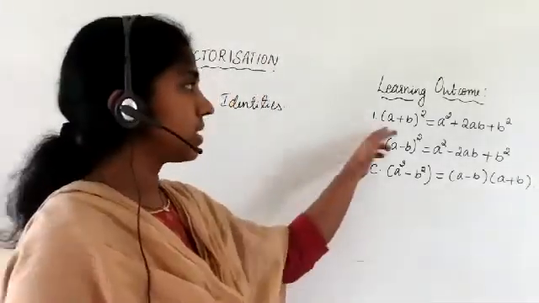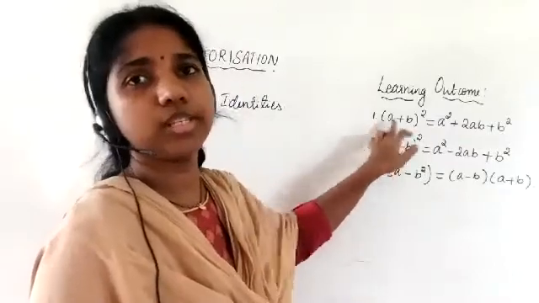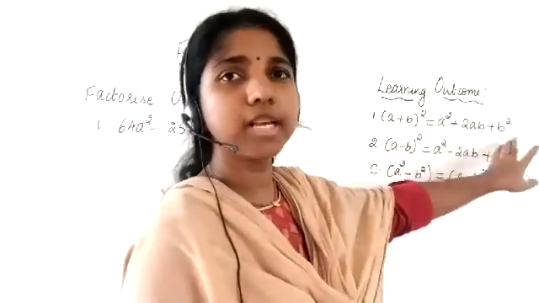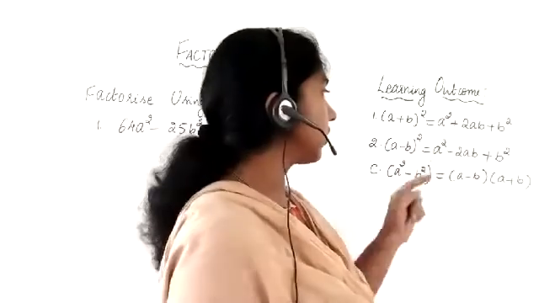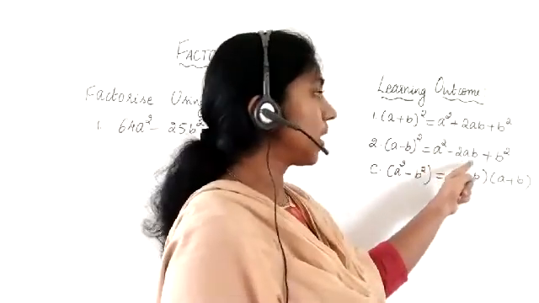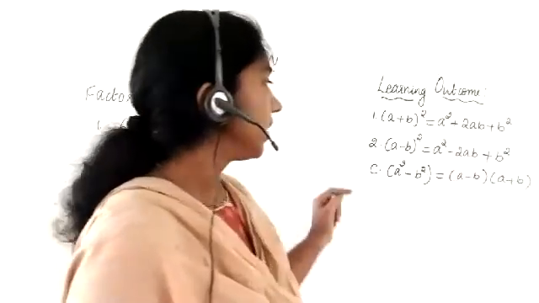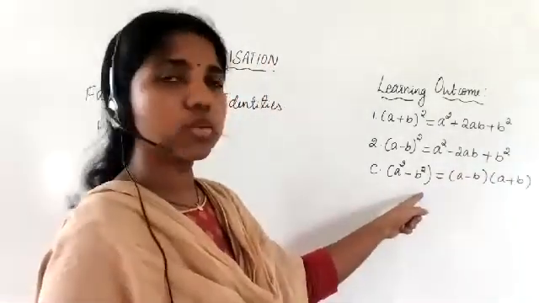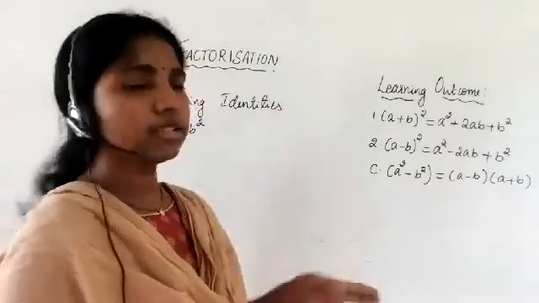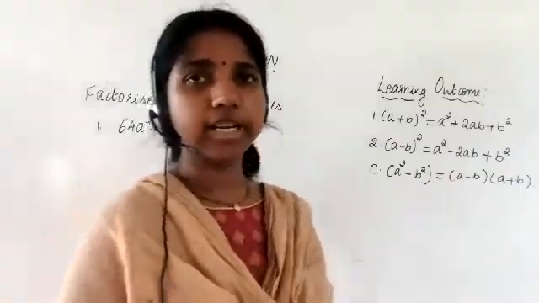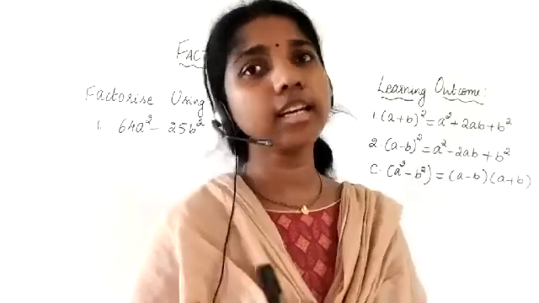One is (a plus b) the whole square, which is a square plus 2ab plus b square. The next one is (a minus b) the whole square, which is a square minus 2ab plus b square. The other one is a square minus b square equals (a minus b) into (a plus b). We will use these three algebraic identities to factorize the given algebraic expression.